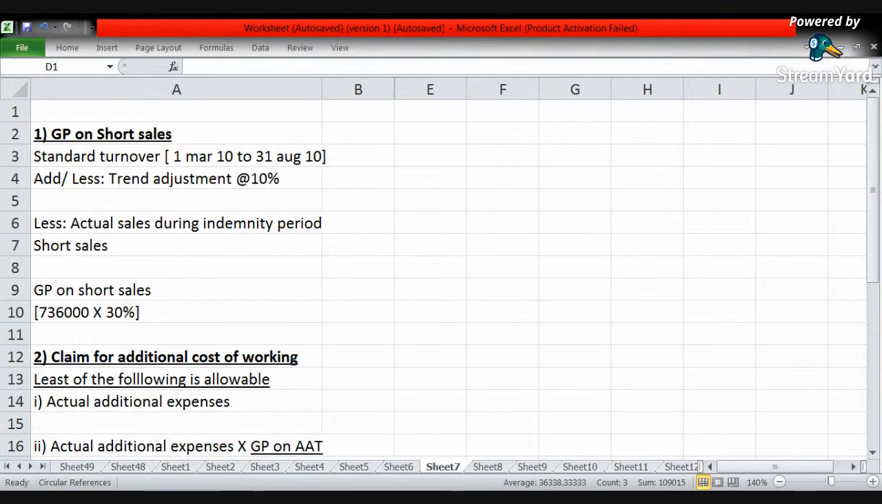Now take this format. First heading, GP on short sale. Second heading, claim for additional cost of working. Take both the formats.